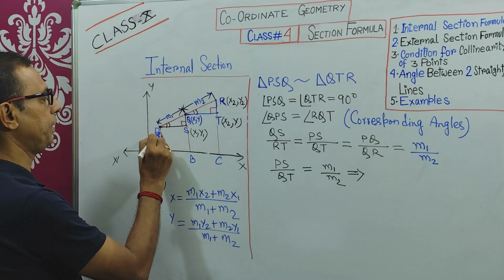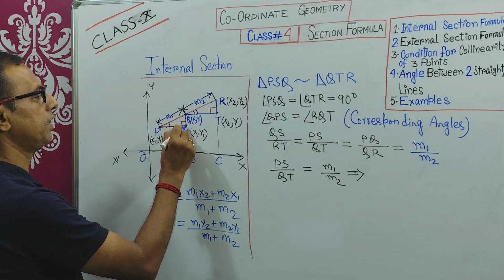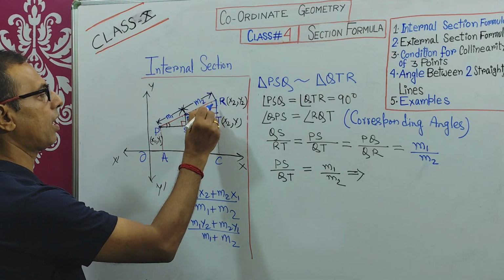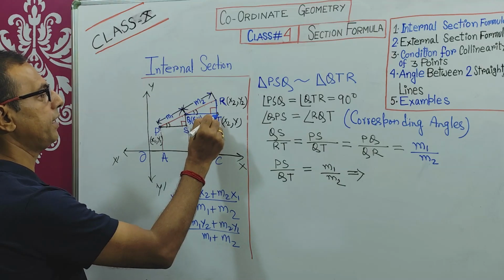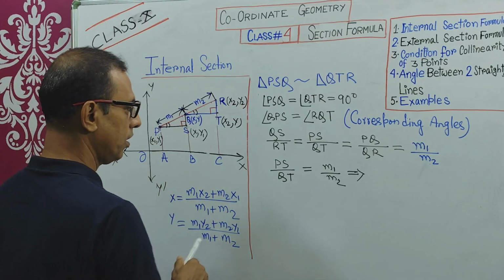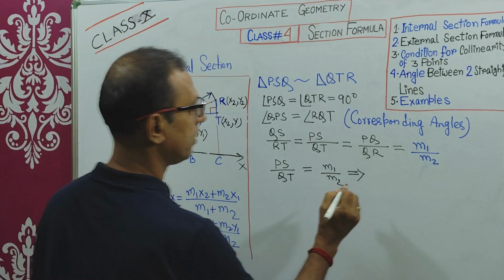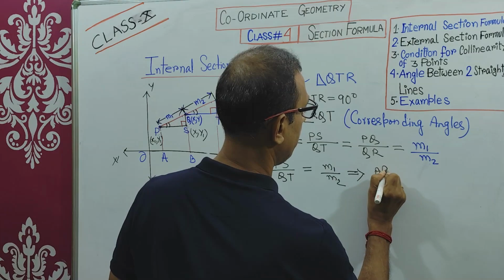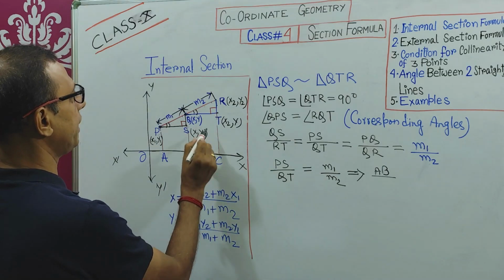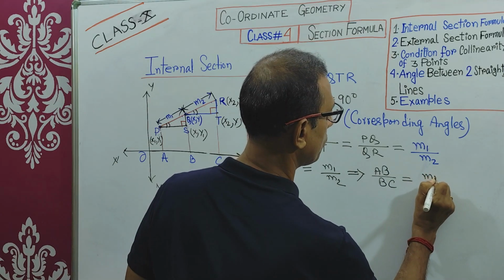So the perpendicular from P on the x-axis meets it at A; the perpendicular from Q intersects this parallel line at S and also intersects the x-axis at B. The perpendicular from R intersects the parallel line from Q at T, and extended to the x-axis, it intersects at C. Now PS equals what? PS equals AB, and QT equals BC. So AB by BC equals m1 is to m2.